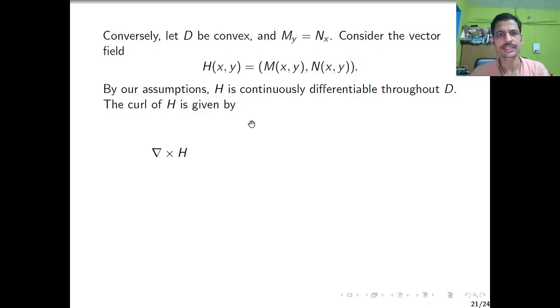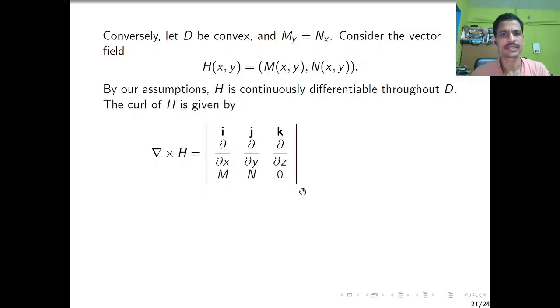We know that the curl of h, written like this, is given by this determinant: i, j, k, then del by del x, del by del y, del by del z, m, n and 0. When we evaluate this determinant, what we get is (n_x minus m_y) k, because the rest of the terms will come 0. So this is what we get. But what is given to us here? It is given to us that m_y is equal to n_x. So we get the curl of h to be 0.